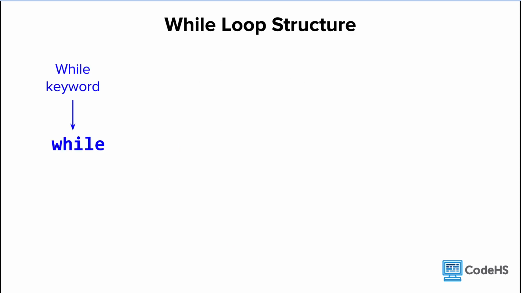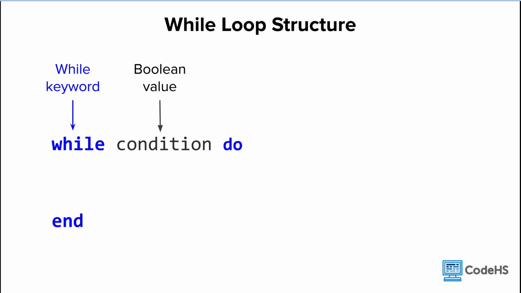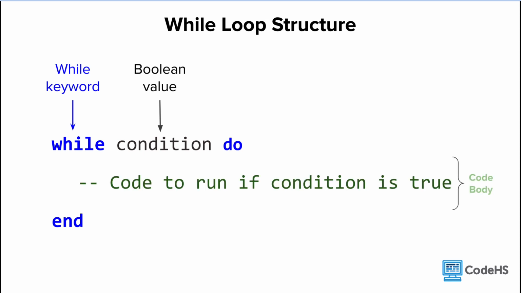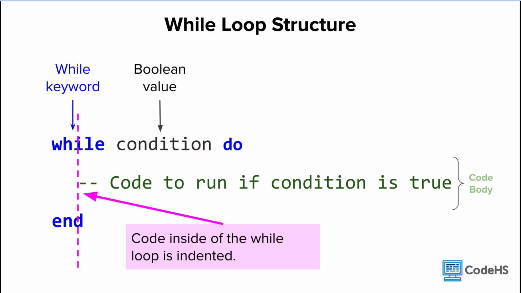We start with the while keyword. Next comes the condition. This condition should evaluate to either a true or false value. Then we have the do and end keywords to mark the start and end of our loop. Between these keywords, we have the code body, which is the code to run if the condition is true. Notice that like functions and if statements, the code inside the while loop is indented.